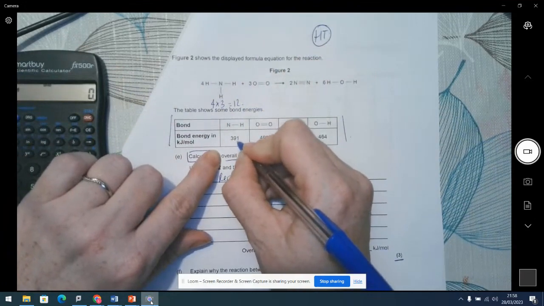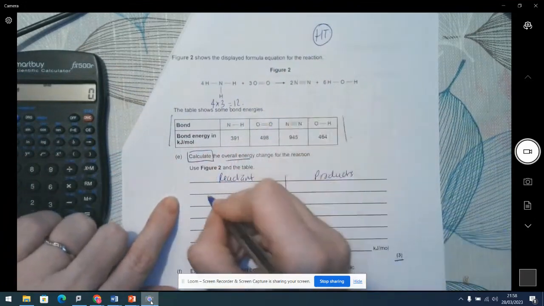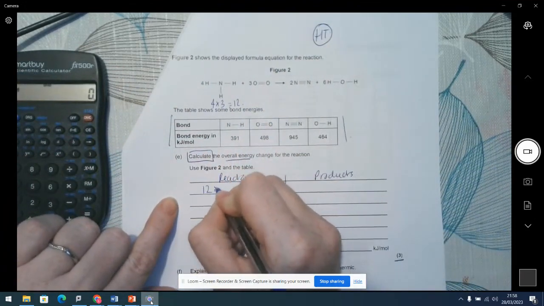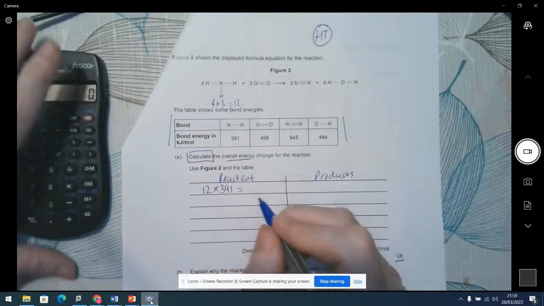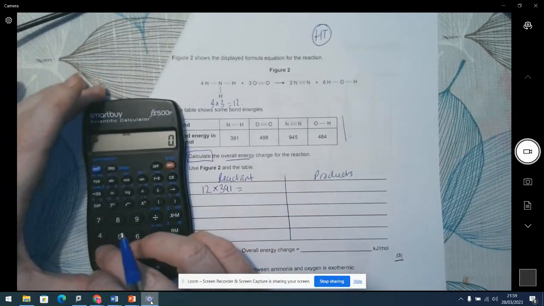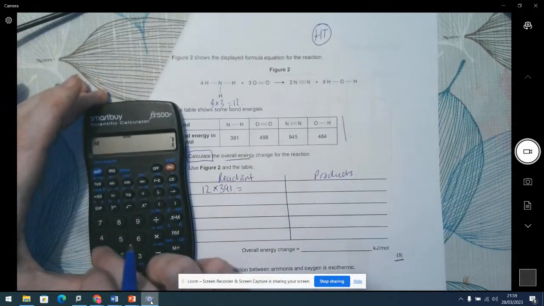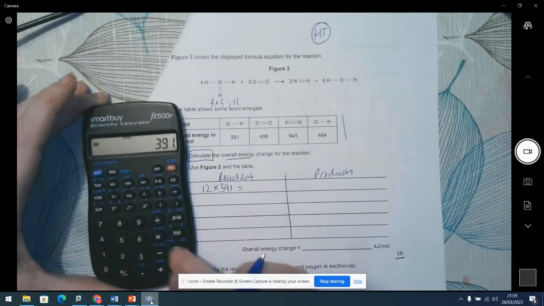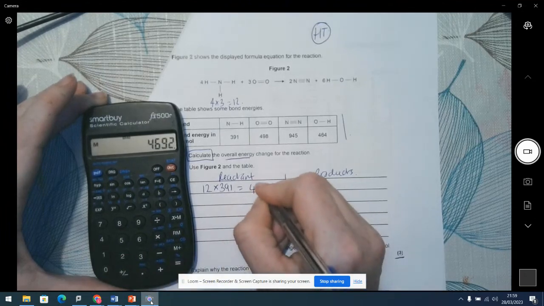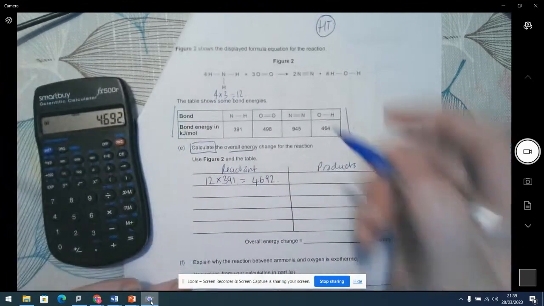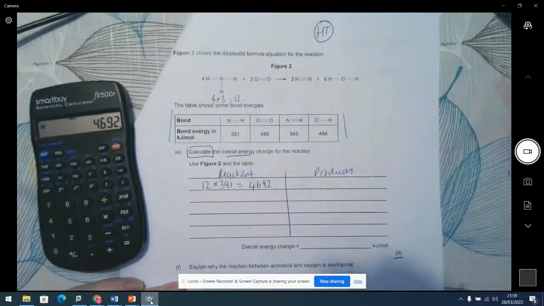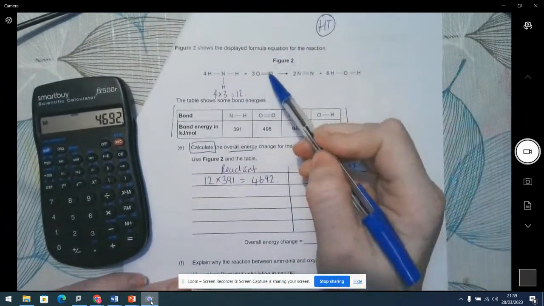So I know that 391 is the value for 1. So I would do 12 times 391. And that's going to give you the energy for breaking the bonds down there. So 12 times 391 gives me an energy value of 4692. I then look at my oxygen, and I can see that my oxygen is quite a straightforward one.